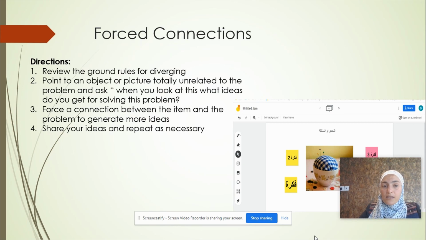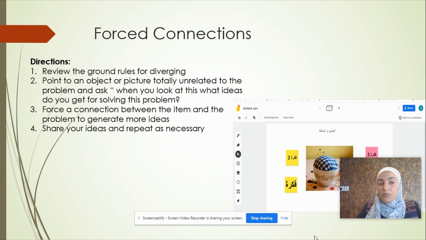Another thing is forced connection. What if my students start generating ideas and get stuck at some point? What do I have to do? One of the techniques to help students come up with new ideas is forced connection. Okay. So, forced connection, the directions here: review the ground rules of divergent thinking, defer judgment, or the rules that we already shared with you.